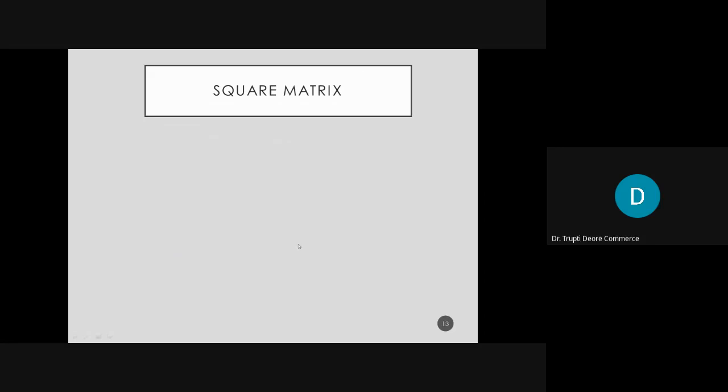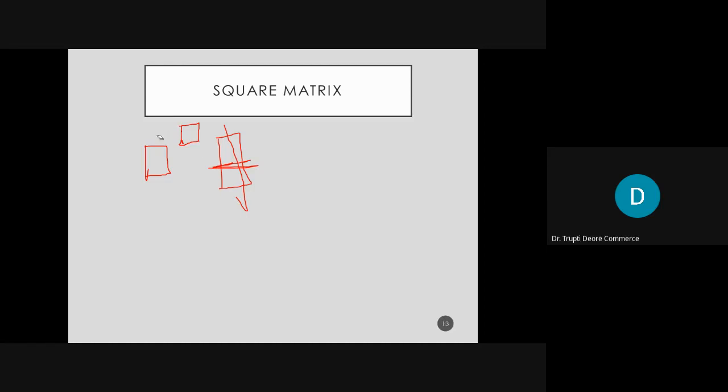Now the second part is square matrix, which is the reverse of rectangular. In rectangular, what is it? M is not equal to N. It means the number of rows is not equal to the number of columns. But in square, just as we draw a square, in a square all angles are equal, right? But in a rectangle, only the face-to-face sides are equal, the other sides are uneven and do not match each other. But in a square, all 4 sides match. It is called a square.